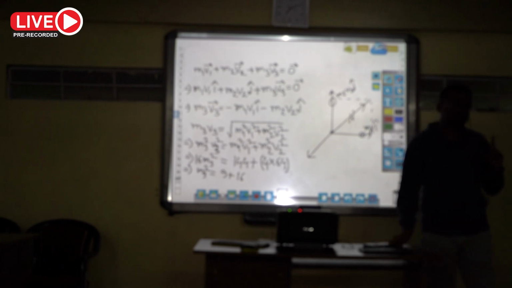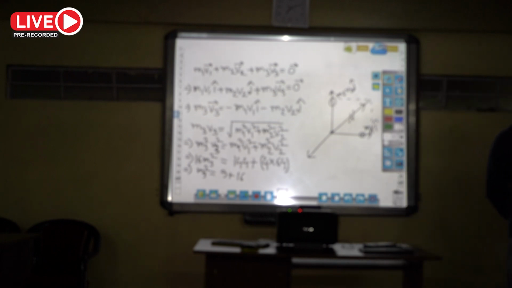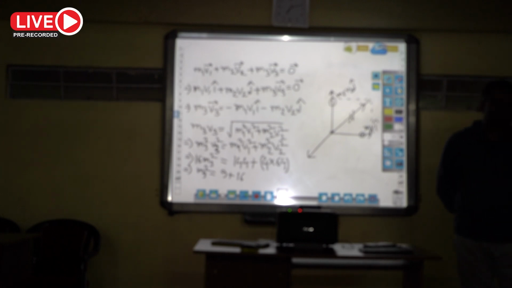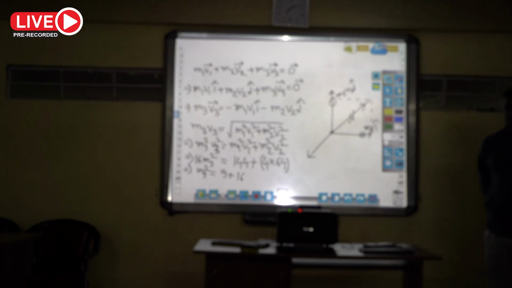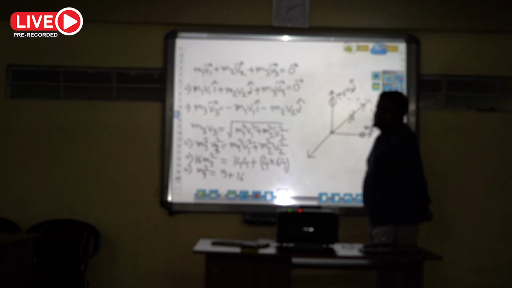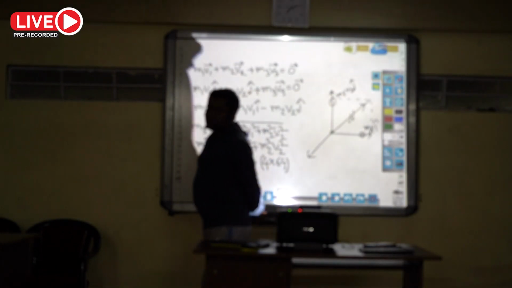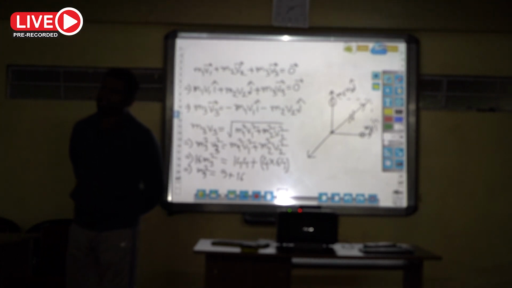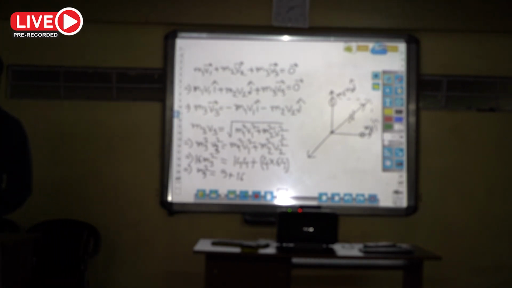Now I want to ask you one question. Suddenly if a bomb explodes and all three parts are moving in a horizontal plane, can they completely move in a horizontal plane? There is gravity. So gravity is an external force. So how can we apply momentum conservation? Because linear momentum conservation is applicable only when there is no external force. So in this problem, how can we apply linear momentum conservation?